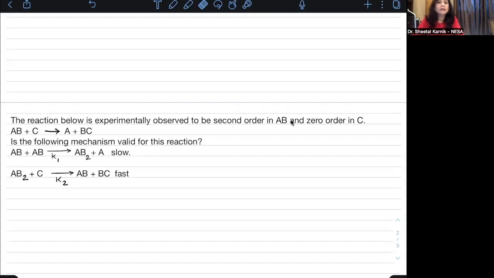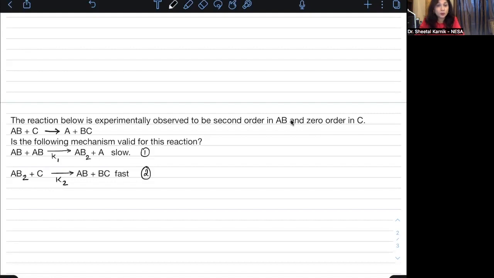Now here we are seeing that this reaction, AB plus C gives A plus BC, is experimentally observed to be second order in AB and zero order in C. They're asking if the following mechanism is valid for this reaction, and they're giving us a two-step mechanism. In other words, they're asking whether these two steps, step 1 and step 2, are intermediate steps for the overall reaction AB plus C gives A plus BC.